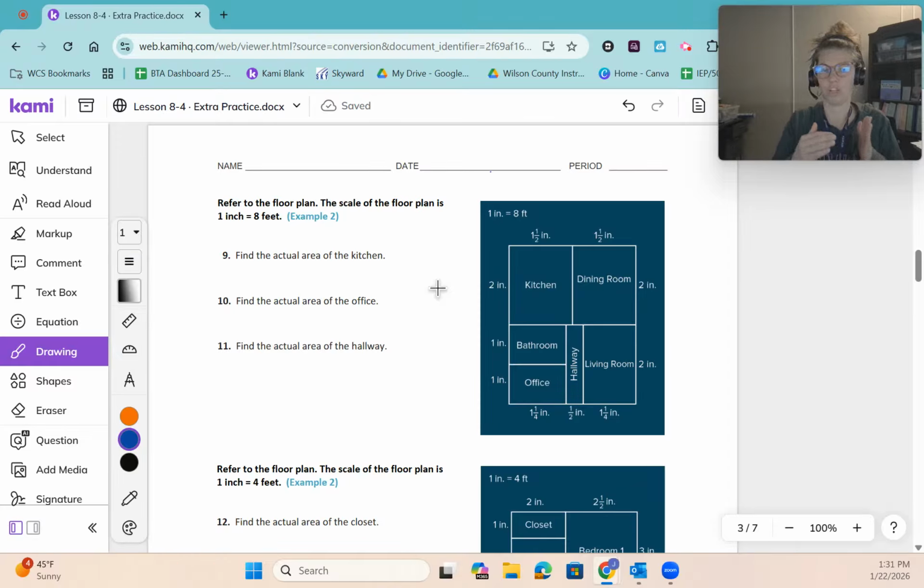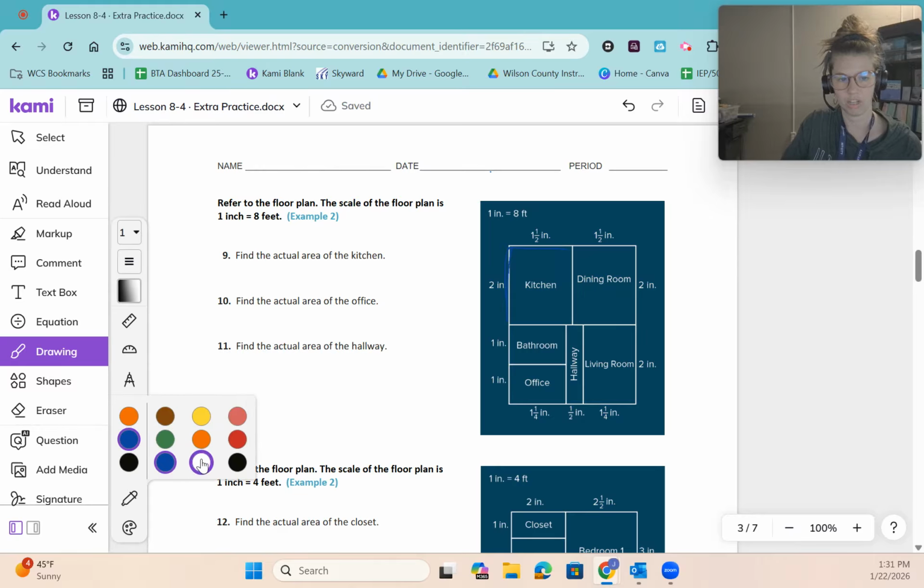So the ratio of length to width on your first image is going to be an equivalent ratio to the ratio of length to width on your second image. Let's take a look at what that will look like on this type of problem. This one says refer to the floor plan. The scale of the floor plan is 1 inch equals 8 feet. For this problem, we need the actual area of the kitchen, so we're going to be looking at the kitchen right here.